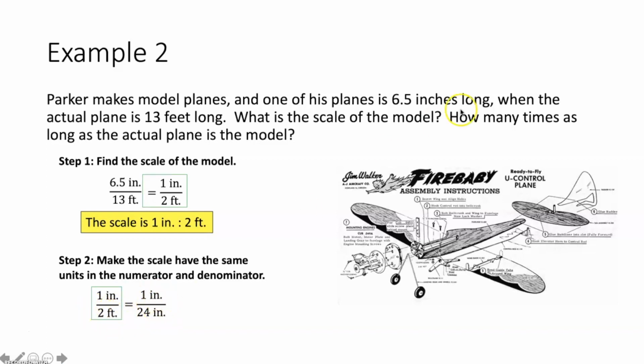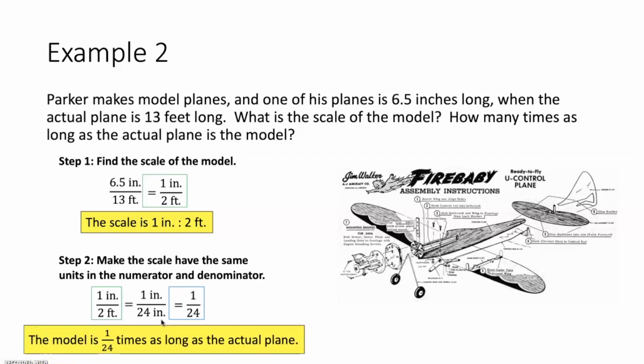Now, all you have to do to determine how many times as long as the actual plane the model is, is just drop our units here. And we can say that the model is going to be 1/24 times as long as the actual plane. So if you were to take any measurement on the model, it's 1/24 times the corresponding measurement on the actual plane.